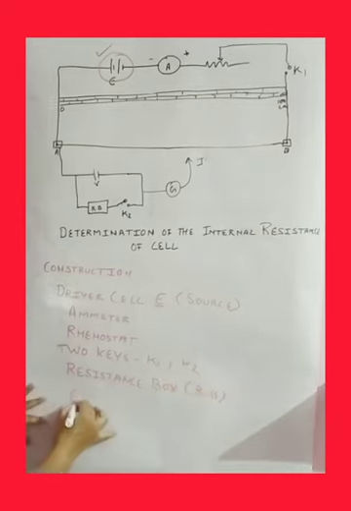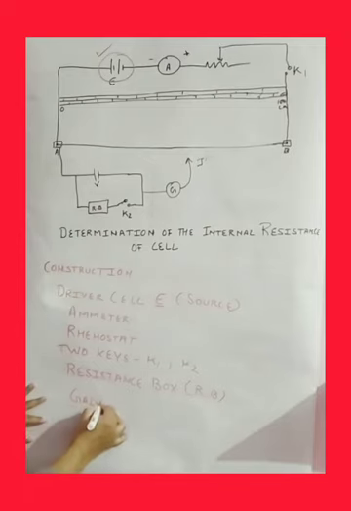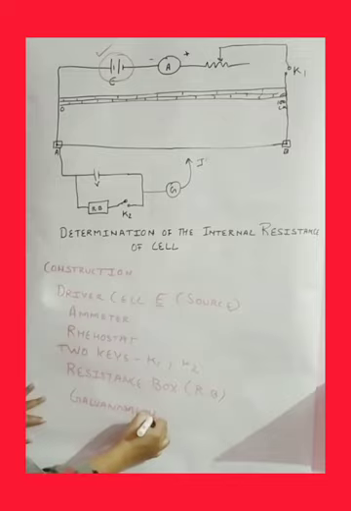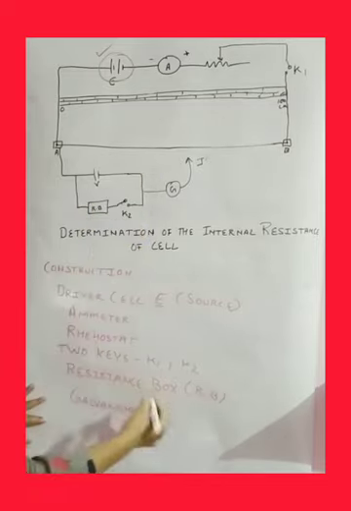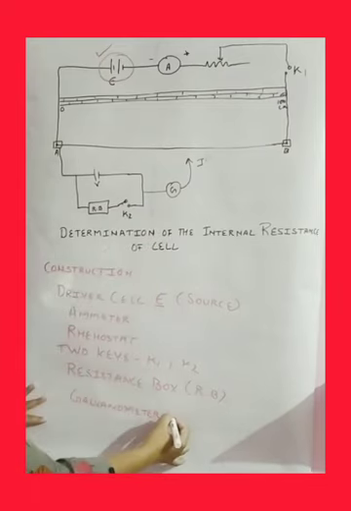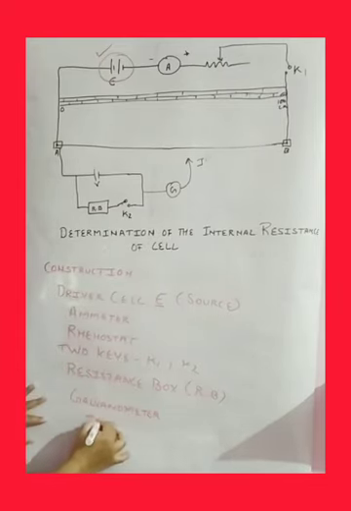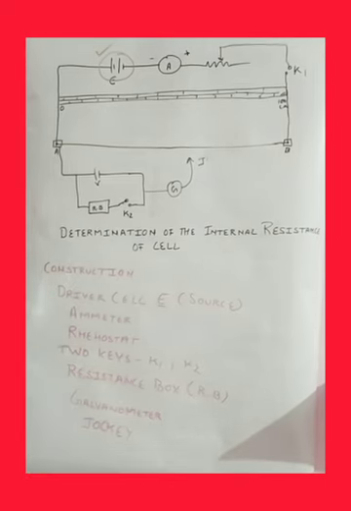We have a galvanometer. Again, the galvanometer is only for checking the connections, along with the current in the circuit, and helps us to get a balancing length. And we have a jockey. So this is what we have in its construction.